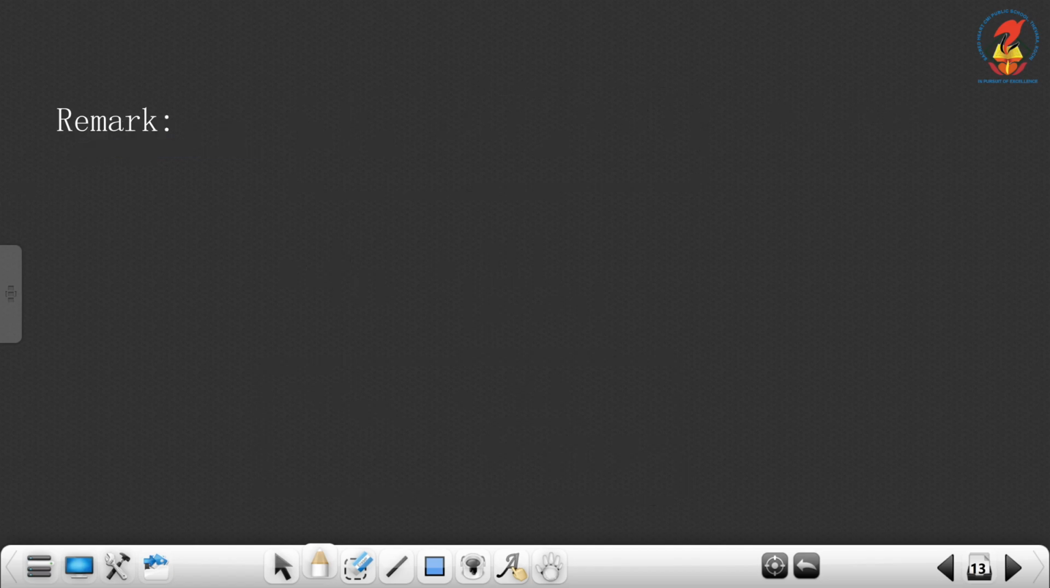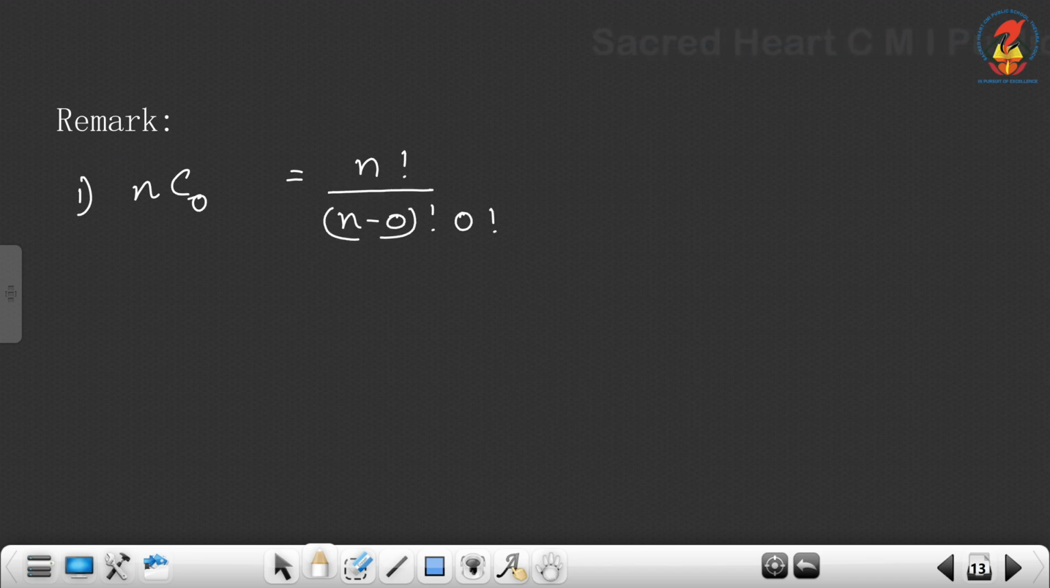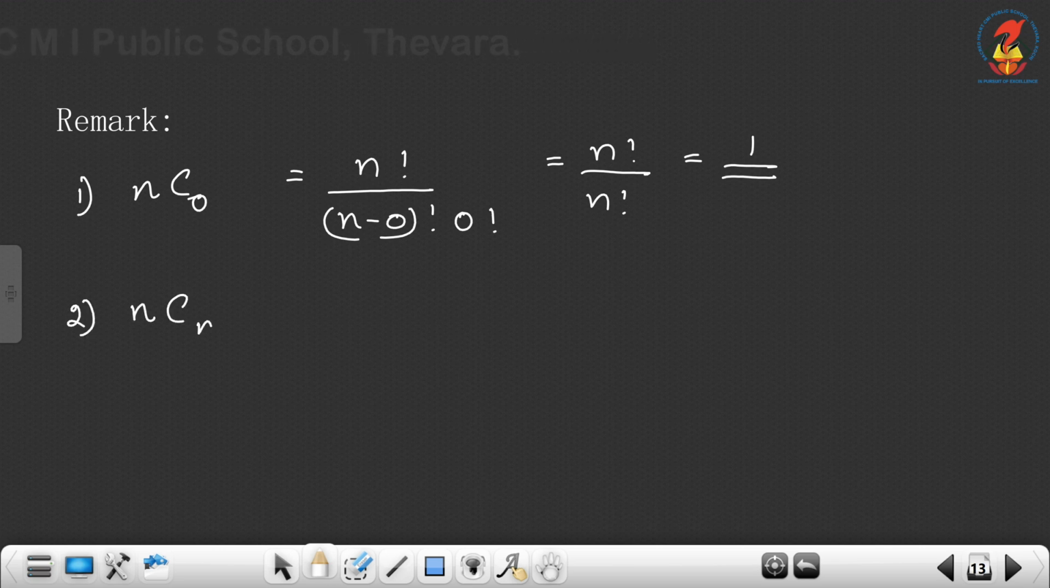Now what is nC0? Some remarks are there. Using that result, nC0 is n factorial by (n minus 0) factorial into 0 factorial. That is n factorial by n factorial, and 0 factorial is 1. So this is 1 itself. And what is nCn? n factorial by (n minus r) factorial into r factorial. So this cancelled.